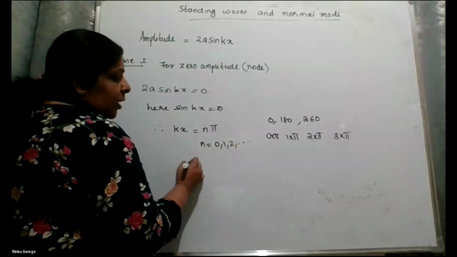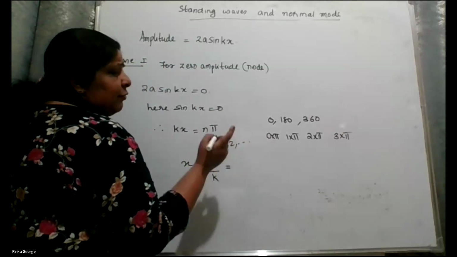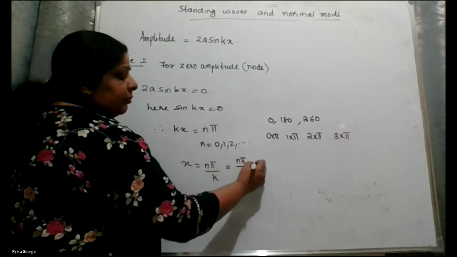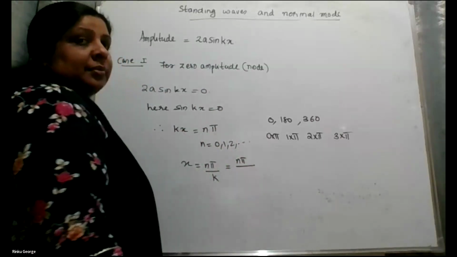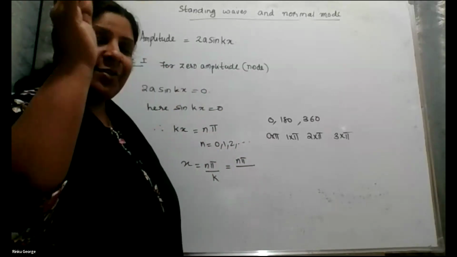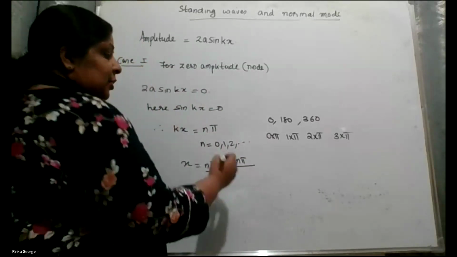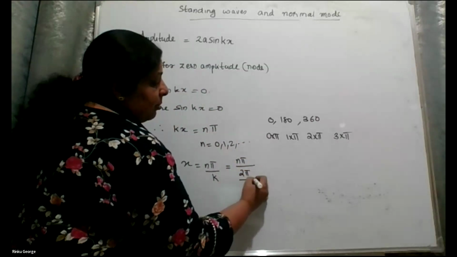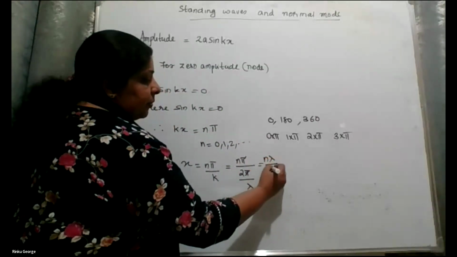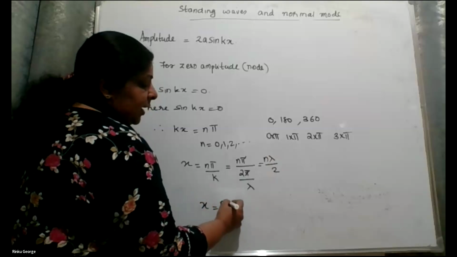Now x will be what? n pi by k. What is the k formula? K formula I gave already. 2 pi by lambda. Wave number is 2 pi by lambda. So you will substitute that: 2 pi by lambda. Pi cancels, so you get lambda by 2. So what you are getting? Nodes you will get as n lambda by 2.